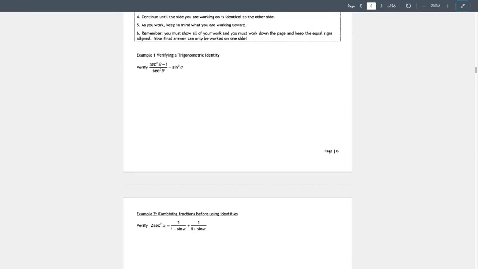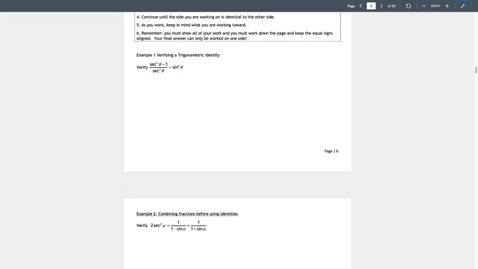Okay, on these notes, we're going to be verifying trig identities. So you are trying to make one side look exactly like the other side. One side has to stay the same. You typically work on the side that has more things going on, like the one on the left here. We want it to look like this right-hand side.